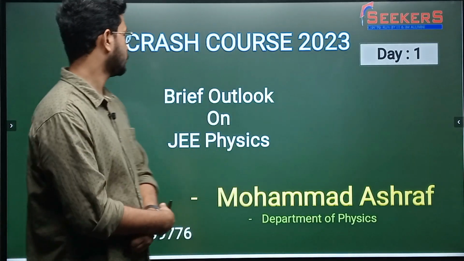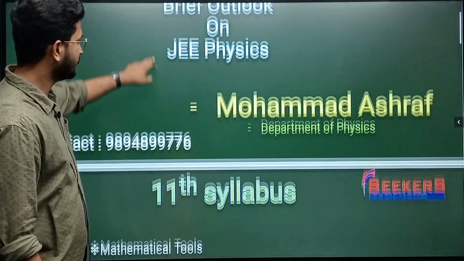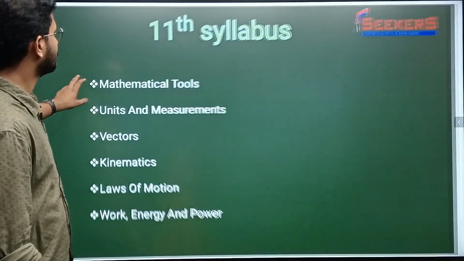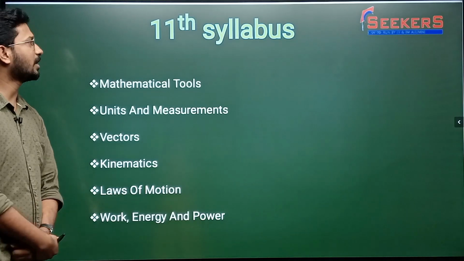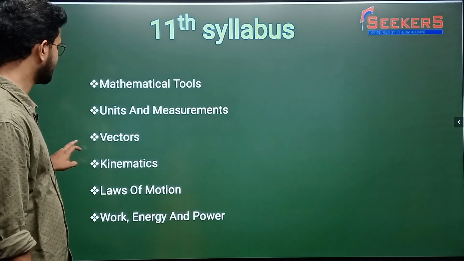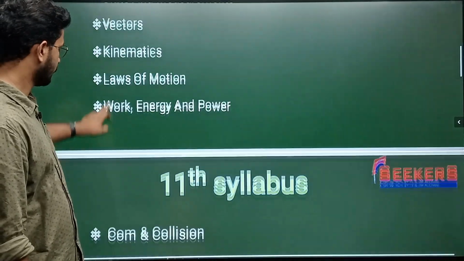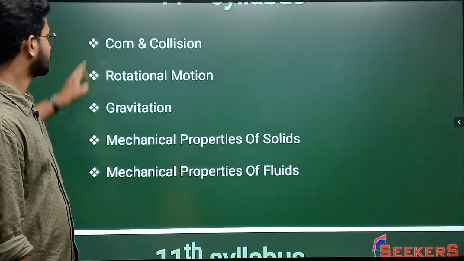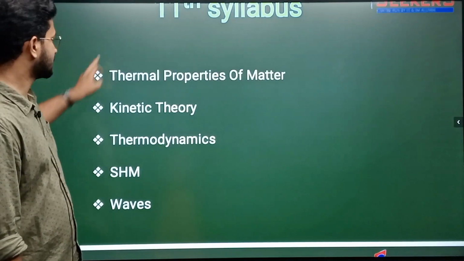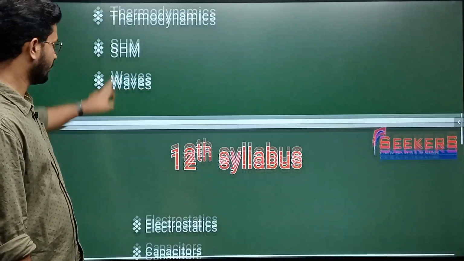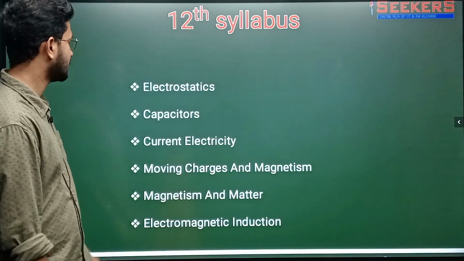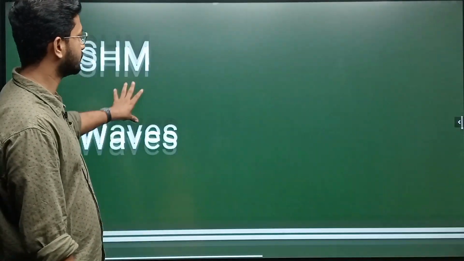So I have listed some of the topics here of 11th and 12th. For example, if you see here, I have written the complete 11th syllabus. It's mathematical tools, units and measurements, vectors, kinematics, laws of motion, work energy, center of mass, collision, rotational motion, gravitational, mechanical properties, and all of them. Thermal properties, kinetic theory, thermodynamics, SHM, waves. And then we have the 12th syllabus likewise, whole electrostatics and current electricity, moving charges and magnetism.